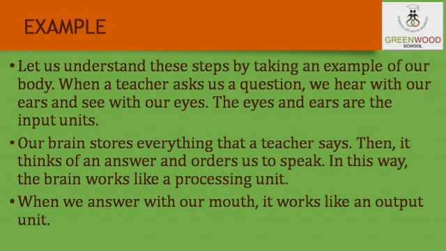I'll give you one example of input, process and output. Let us understand these steps by taking an example of our body. When a teacher asks us a question, we hear with our ears and see it with our eyes. The eyes and ears are the input units. Our brain stores everything that a teacher says. Then it thinks of an answer and orders us to speak. In this way, the brain works like a processing unit. When we answer with our mouth, it works like an output unit.